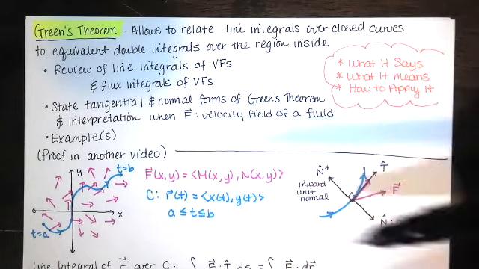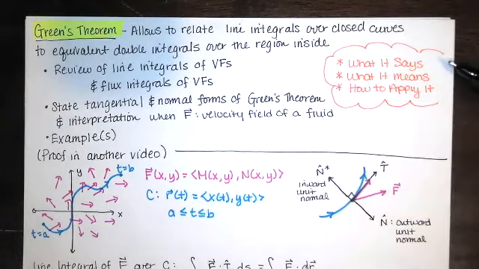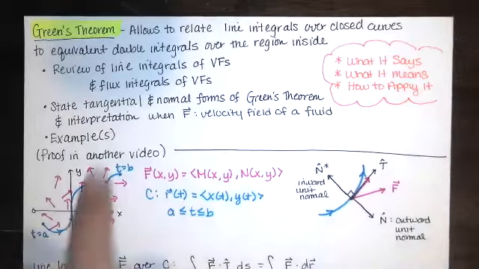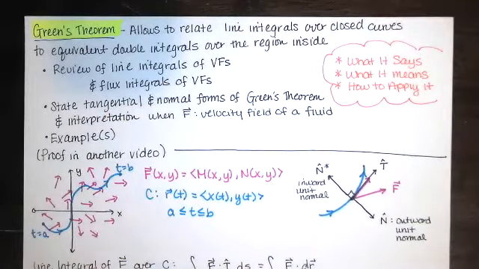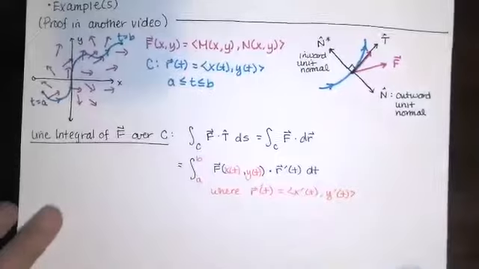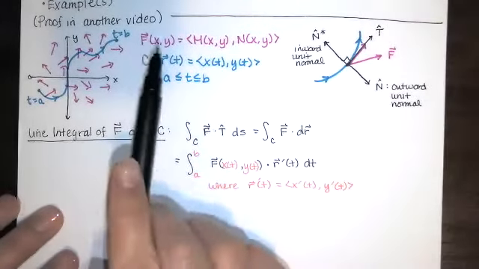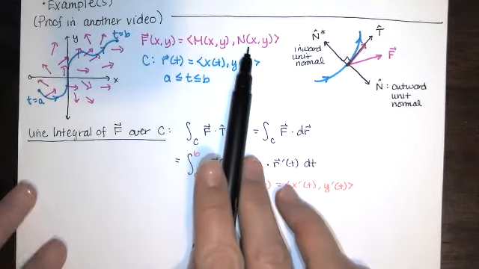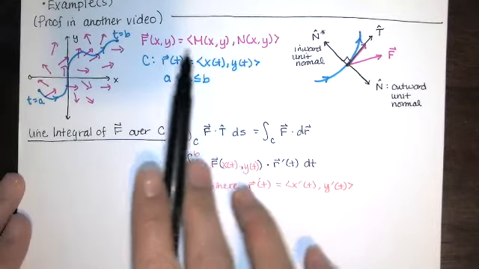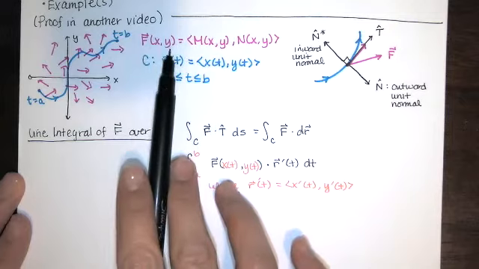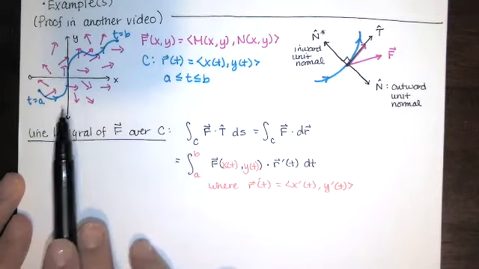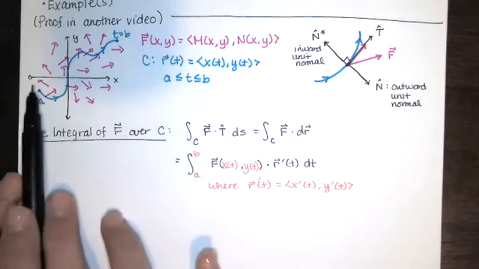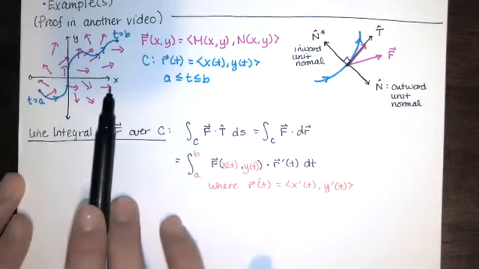So this video is about Green's theorem, and specifically it's about what it says, what Green's theorem means, and how to apply it. So let's start by reviewing line integrals of vector fields. So let's say we've got a vector field in the plane. F is given by components M of x,y and N of x,y. So it assigns a vector to every point in its domain, and its domain is a subset of the xy plane, and it might look something like this.